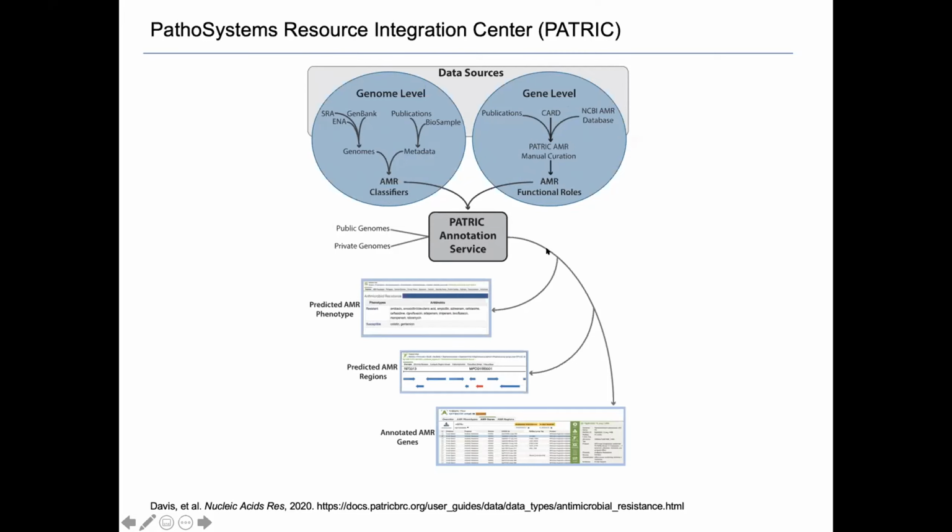And so what they will provide you with is the predicted AMR phenotype. So the antibiotics that your sample is predicted to be resistant towards, any predicted AMR regions. So these might not be known AMR genes, but potentially new mechanisms or new resistance genes. And then lastly, they provide annotated AMR genes. And so these are the known AMR genes that they have curated in their database.